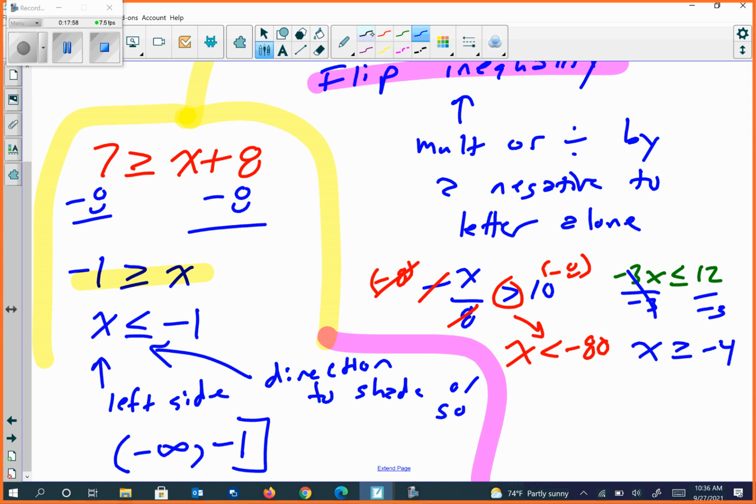Okay, and then the answers to both of these, this would go from negative infinity to -80, soft bracket, because I don't have an equal sign. This one would be from -4, hard bracket, to infinity. And again, the hard bracket is dictated because we have an equal sign rather than just a greater than or less than sign. Okay?